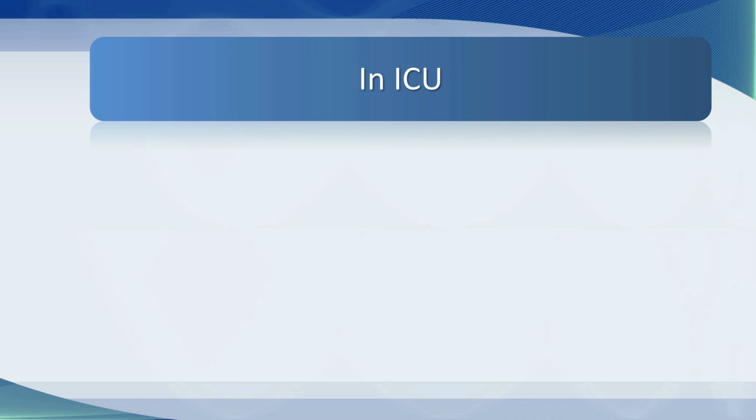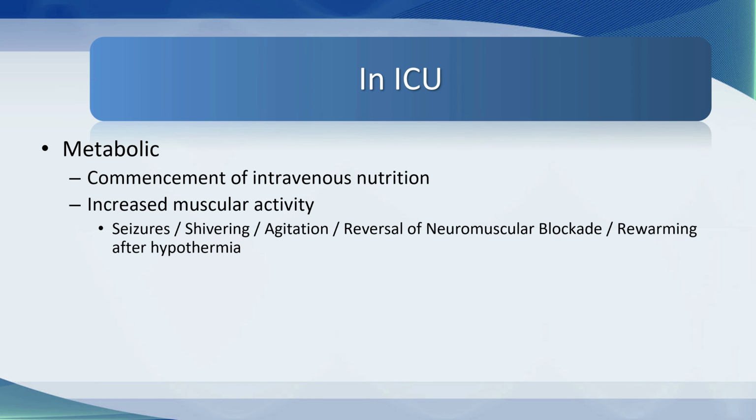In the ICU, you kind of think the same way. There are a few different things that you may not have thought about. For example, once you start intravenous nutrition, or TPN, which is often started at a fairly high level, you're now delivering a lot more carbohydrate to the patient that increases metabolic activity and will generate more carbon dioxide.